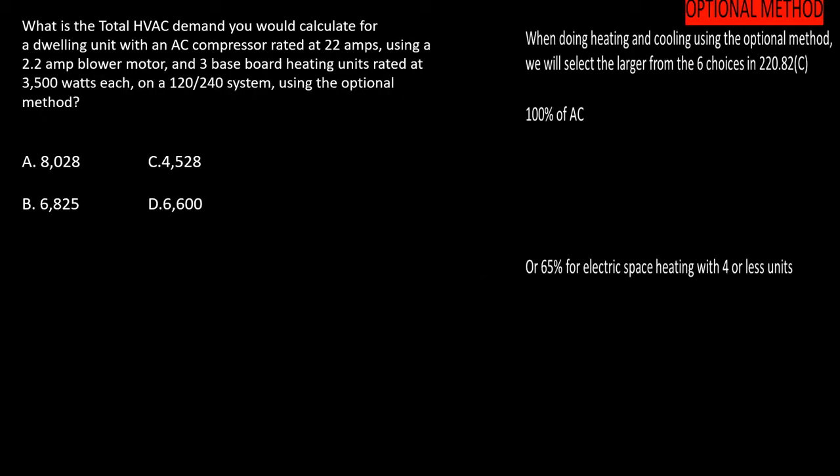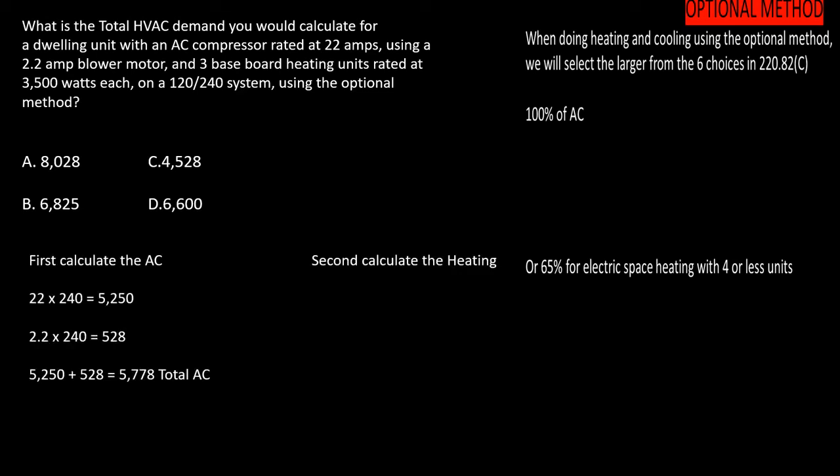What is the total HVAC demand you would calculate for a dwelling unit with an AC compressor rated at 22 amps, using a 2.2 amp blower motor and 3 baseboard heating units rated at 3,500 watts each on a 120/240 volt system using the optional method? So we go ahead and work out the AC, and now let's calculate the heating. We take 3, which is the number of baseboard heaters, and multiply it by the wattage. That's going to give us 10,500 VAs.